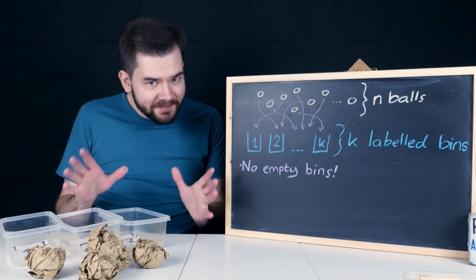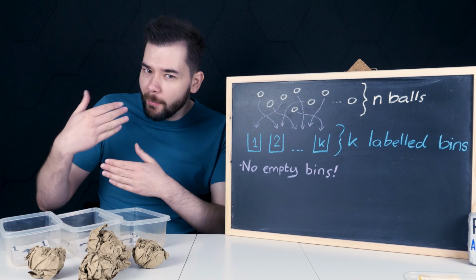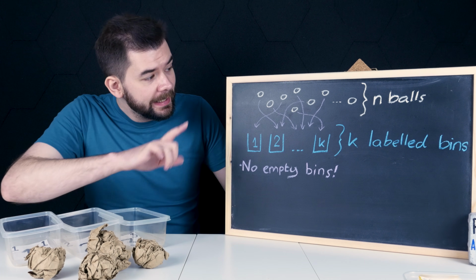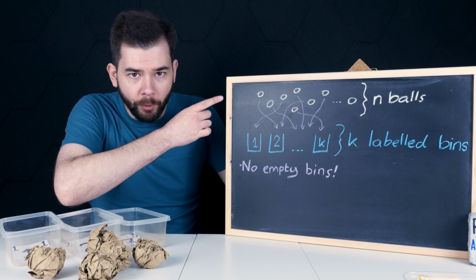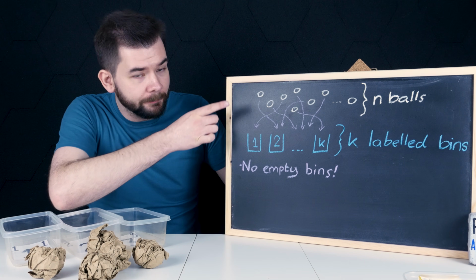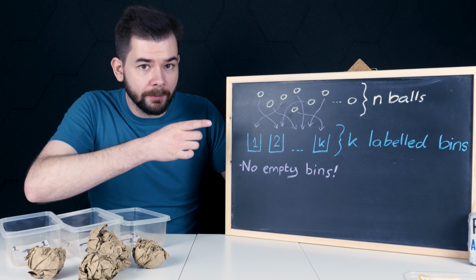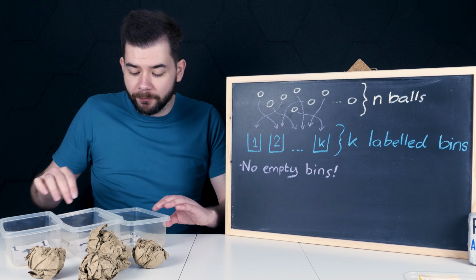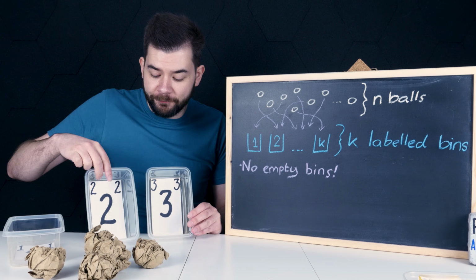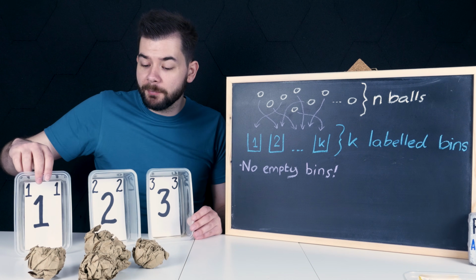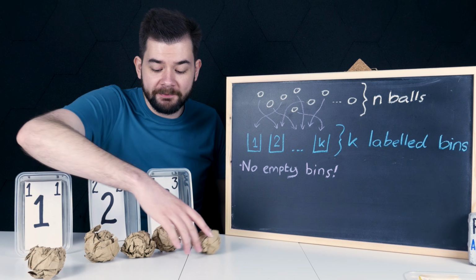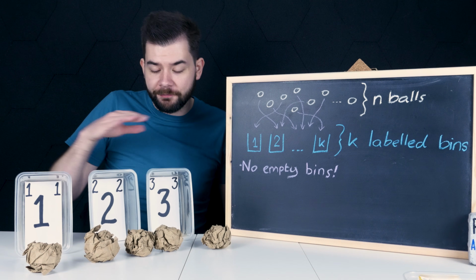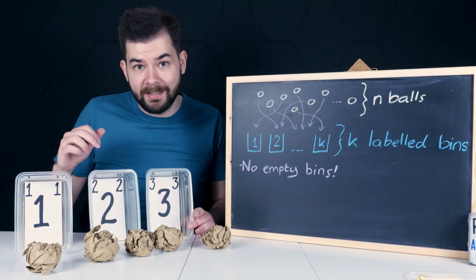This is a classic combinatorics problem with a powerful recontextualization which helps us to solve it. The problem is this. Imagine you've got n identical balls and you want to assign them into k labeled bins, such that no bin is empty. So for example, let's take k equals 3, so I've got 3 bins here, and we'll take n equals 5. How many ways are there of distributing the 5 balls into the 3 bins such that no bin is empty?